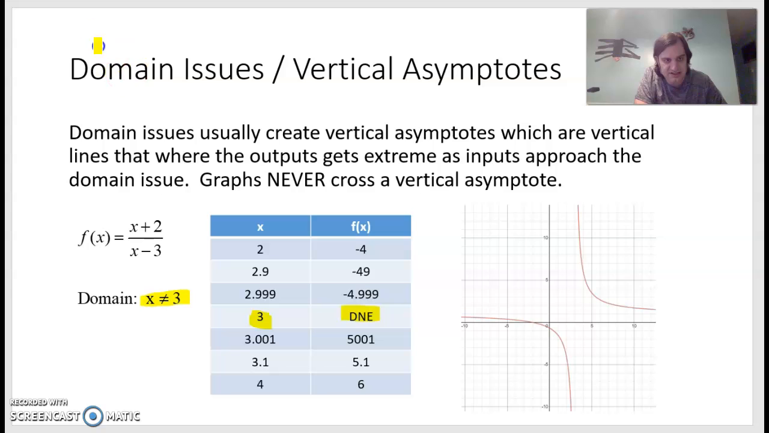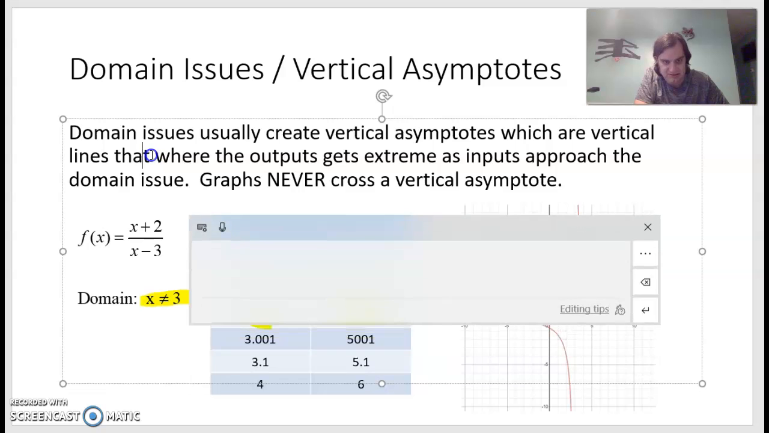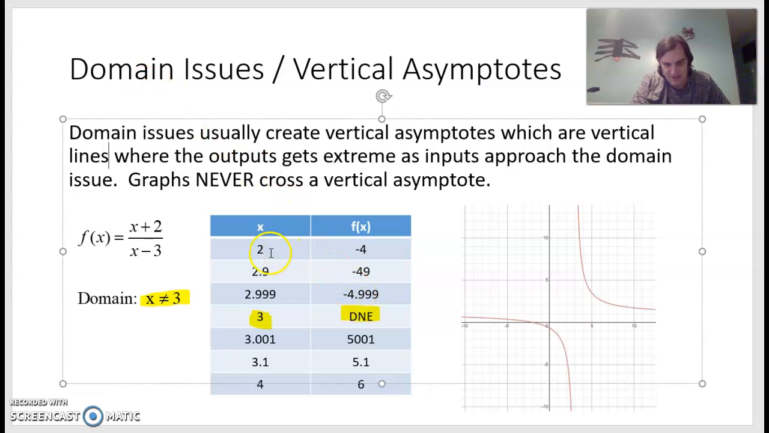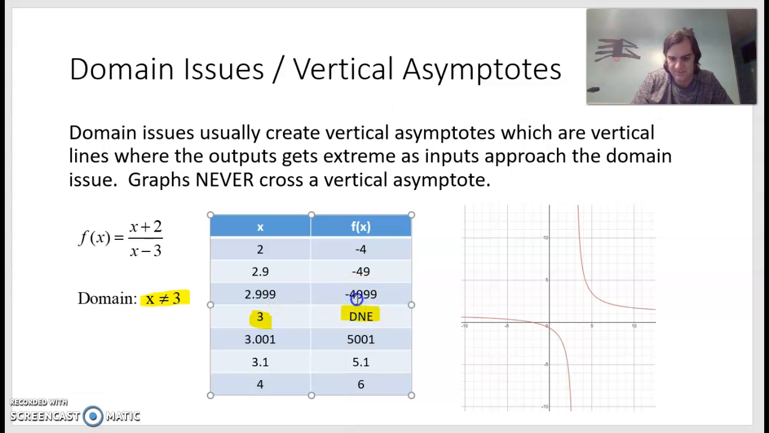And I see a typo here I need to correct as I go through. But down here, I'm going to put in numbers close to 3. So 2, 2.9, 2.999. And you can calculate these, but what we actually have here as we get close there is when we plug in 2, we get negative 4. 2.9, which is closer to 3, goes to negative 49. And 2.999, which is even closer to 3, actually goes to negative 4,999. So almost negative 5,000.